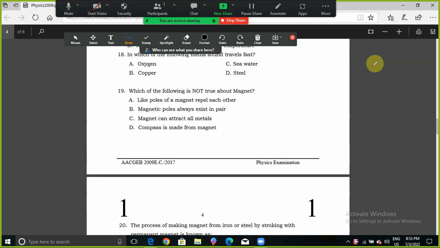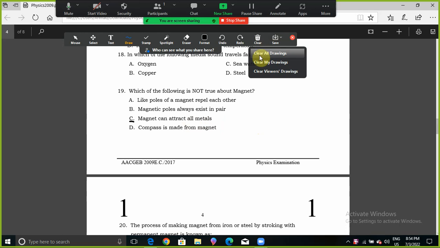Okay, first of all, like poles of a magnet repel each other, yes. And unlike poles of magnet attract each other, yes, this is correct, because it's in the law of magnetism. Now, magnetic poles always exist in a pair, yes, it's also correct. Magnet can attract all metals, no, it's not correct. Why? Because magnet can attract iron and nickel only, not all metals. Compass is made from magnet, yes, it's correct. That means they can help us to know the directions, right? So that means the answer which is not true about magnet is C, which is magnet can attract all metals.